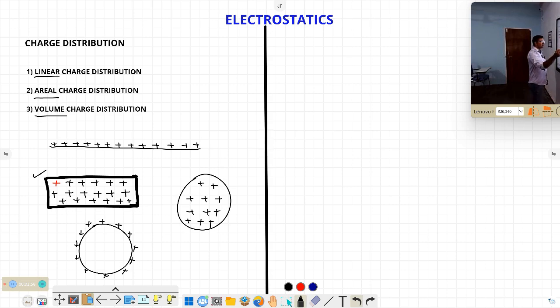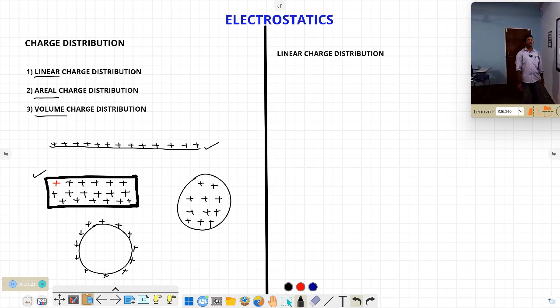So according to the body, sometimes the charges will be distributed linearly, sometimes areally, and sometimes volume-wise. Now we are going to discuss what linear charge distribution is, what areal charge distribution is, and what volume charge distribution is, and we will derive the formulas. After that we will go for problems on this.